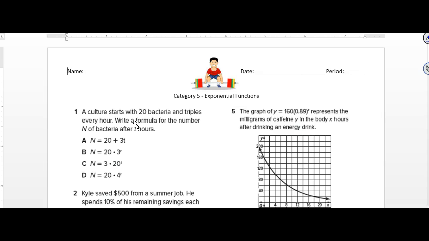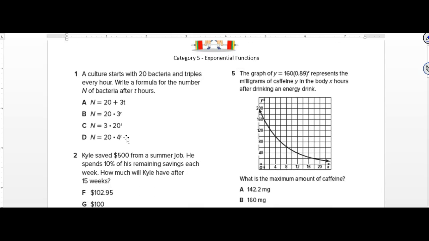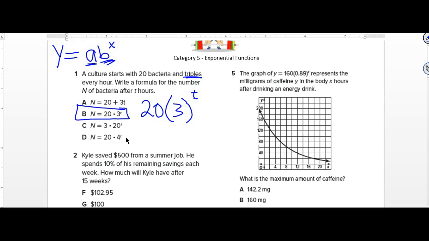A culture starts with 20 bacteria and triples every hour. Write a formula for the number n of bacteria after t hours. Exponential functions are all y equals a times b to the power of x. A is our starting amount in this problem, that's 20. B is our growth rate. In this problem, it triples, so it's going to be times 3 to the power of x, or in this case, the power of t. So there's our equation. Nice and easy. 20 times 3 to the power of t, that is b.